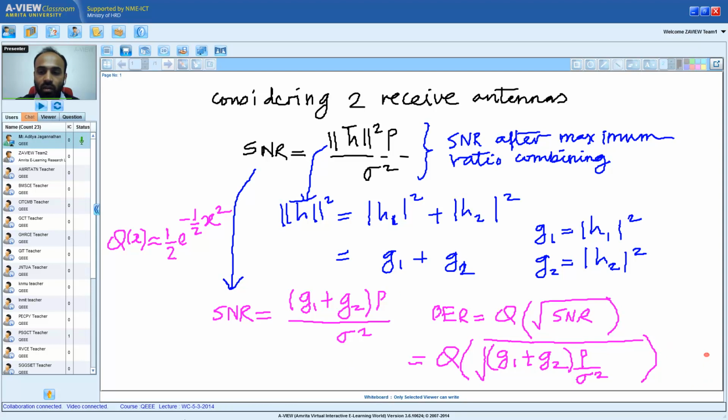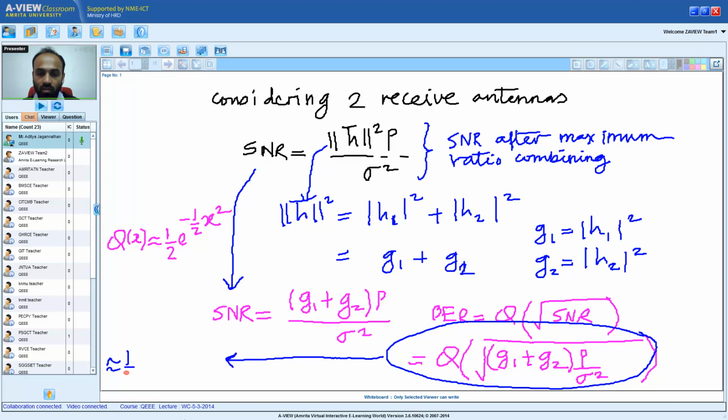Therefore, using this approximation for the Q function, Q of square root of G1 plus G2 times P over sigma square is approximately equal to half e to the power of minus half P over sigma square times G1 plus G2.